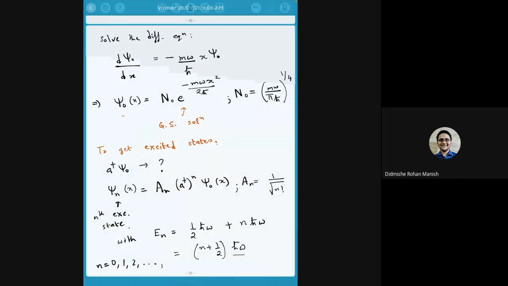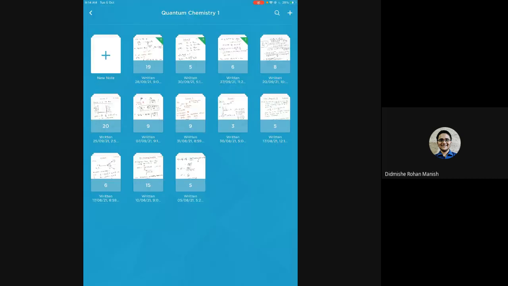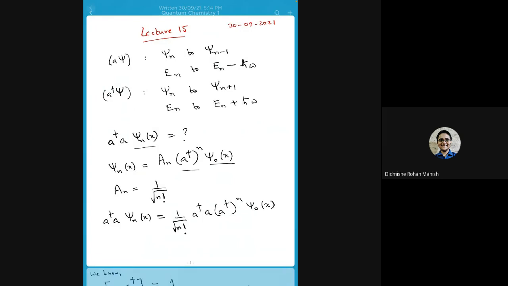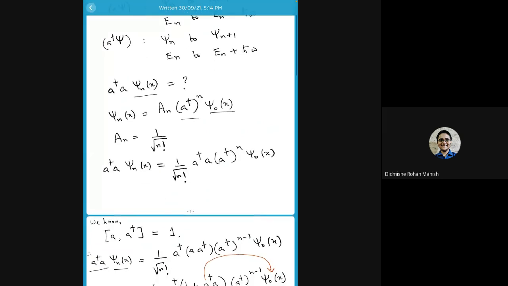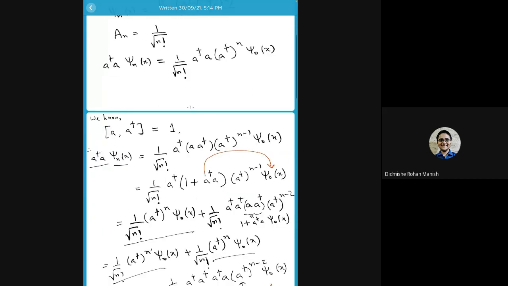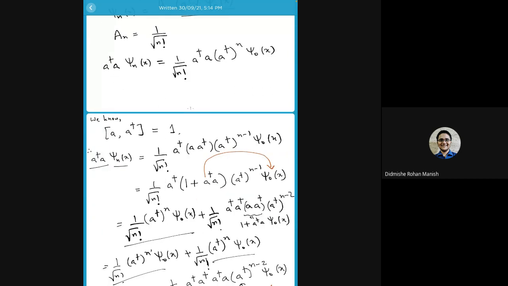And then, in order to have some practice in how to handle these operators, we did a few exercises about the commutators of these operators, then products of these operators, and what their action on wave functions is. So we saw that the first and most important thing is A A dagger equal to 1.